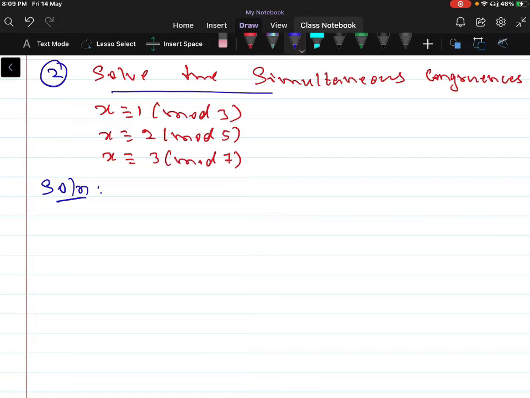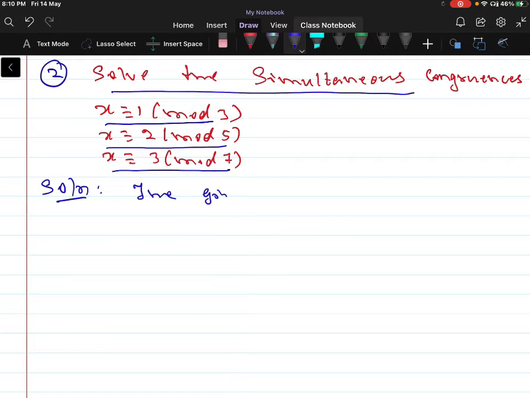Solve the simultaneous congruences: x is congruent to 1 modulo 3, x is congruent to 2 modulo 5, and x is congruent to 3 modulo 7. So let us move to the solution.